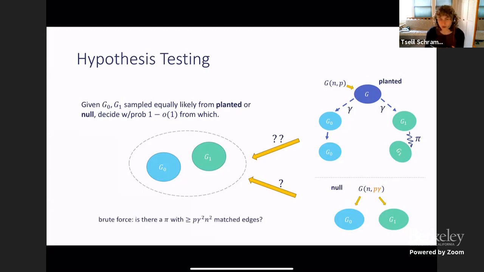Okay, if we didn't care about computational efficiency, then there's already an algorithm that we can use, right? There's a brute force algorithm. A good test that tells these apart is: what's the best matching between the two graphs? If there's a permutation that gets at least p gamma squared n squared matched edges, then we know that we're in the planted distribution. Otherwise, we're in the null distribution, where the value was p squared gamma squared n squared. Great. But we want to do this efficiently.